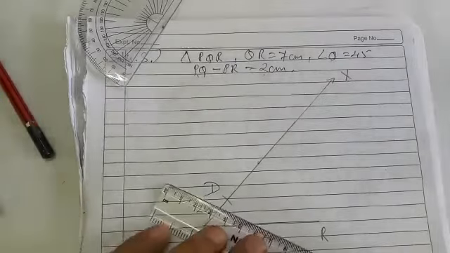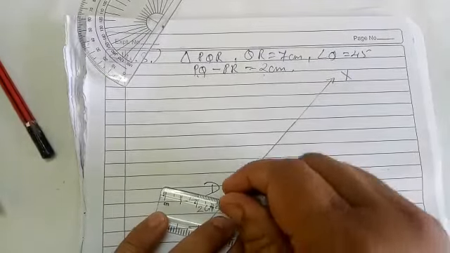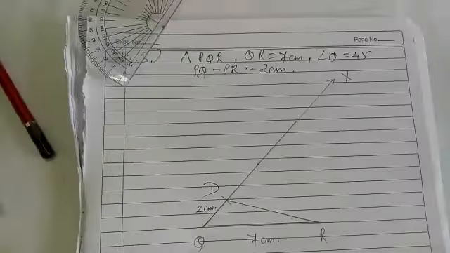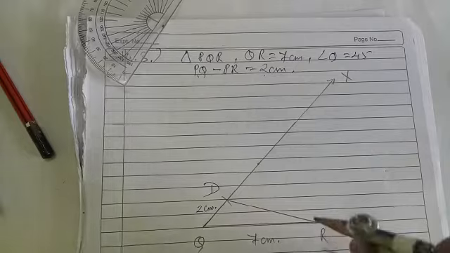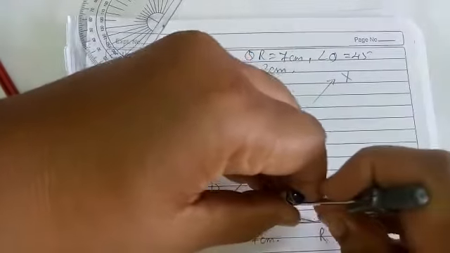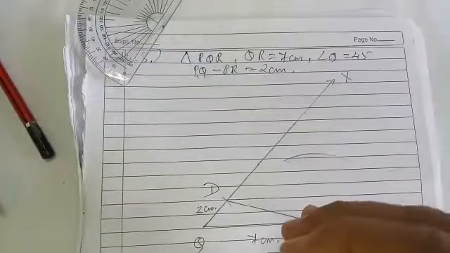Now join DR. Bisect the line DR. You know how to bisect? More than half of the line, cut an arc on both sides.